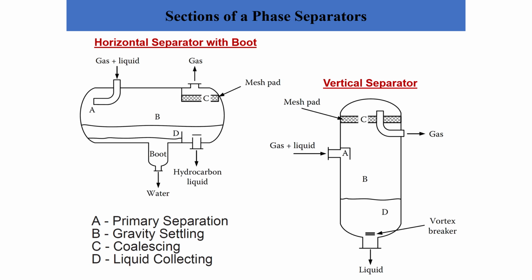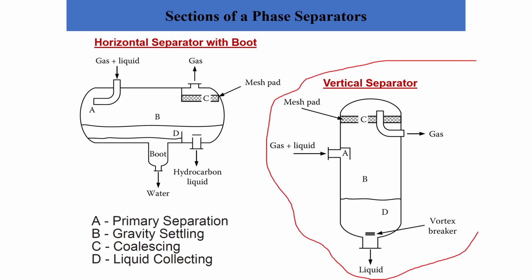Now in this slide we're going to learn how to lay out the primary section, the gravity settling section, the coalescing section, and the liquid collecting section, which are the four major separating sections or categories in any classical vertical or horizontal separator. Now if you look at the scheme at your right hand side, which is for the vertical separator.